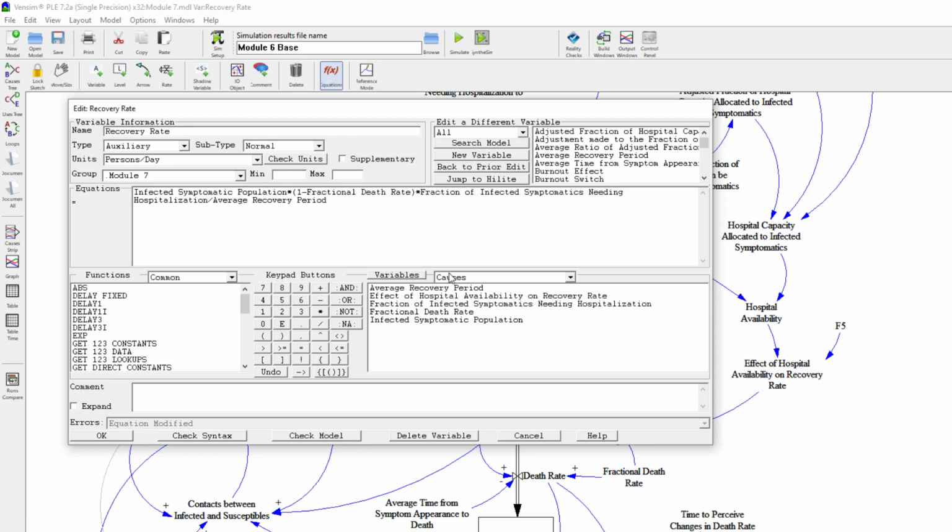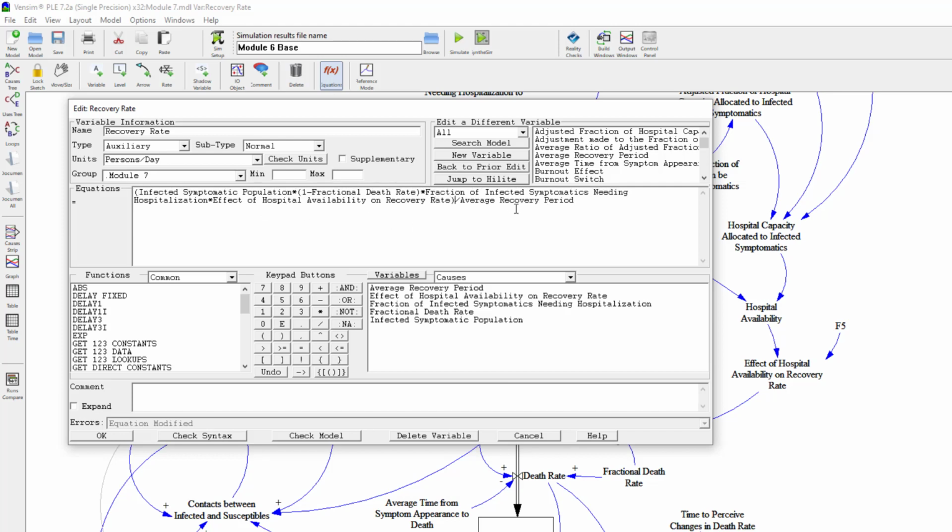Okay, so here we're gonna multiply that to fraction of infected symptomatic needing hospitalization. So that's the first group. So out of infected symptomatic population who's not gonna die, some of them need hospitalization, and their recovery rate will be affected by this hospital availability. So we're gonna multiply that with effect of hospital availability on recovery rate. Okay, now this whole thing is the first group. Okay, so I'm gonna tie them with a parenthesis.